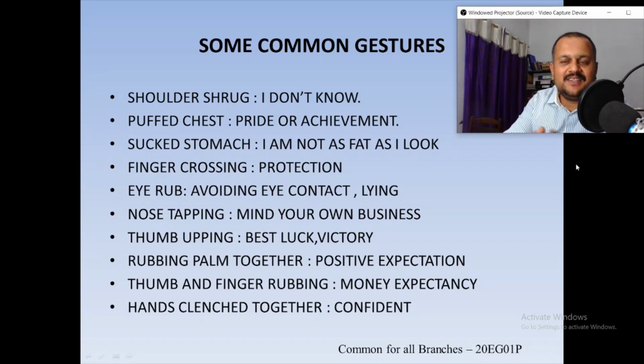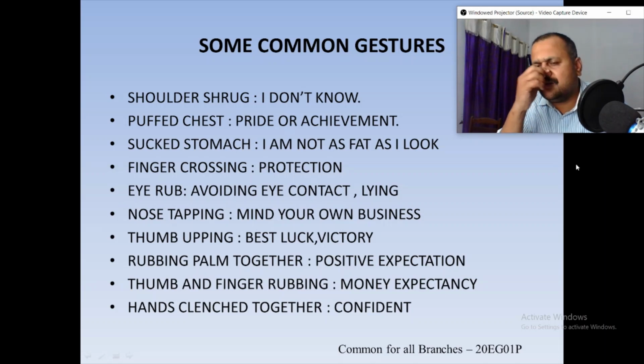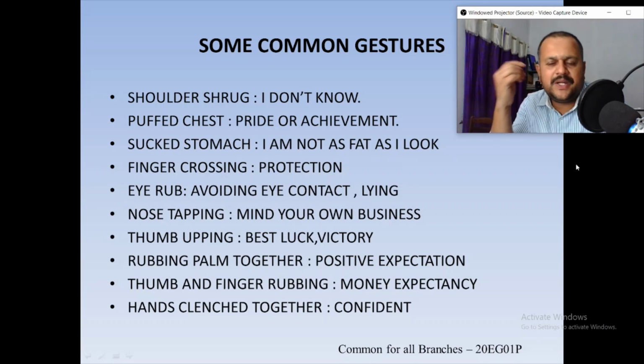In the same way, these are all different meanings that can be generated through our gestures. Finger crossing may mean protection. Avoiding eye contact may mean that you are lying. If you are tapping your nose, that may mean that you want to speak to the other person and ask him to mind his own business, her own business.